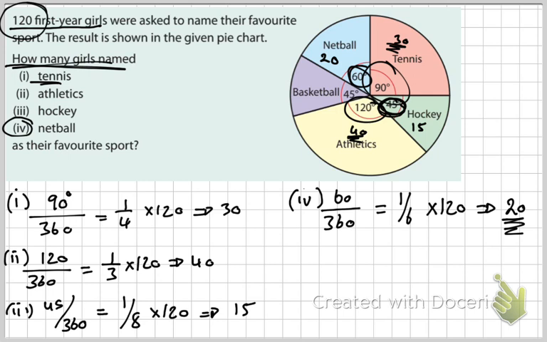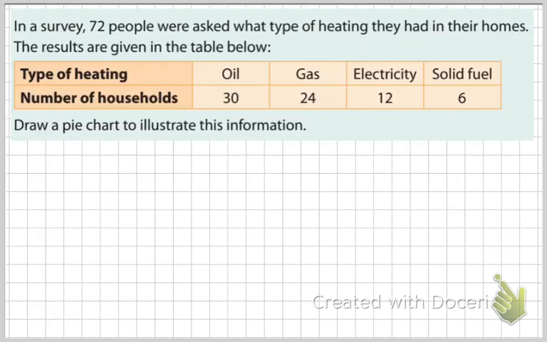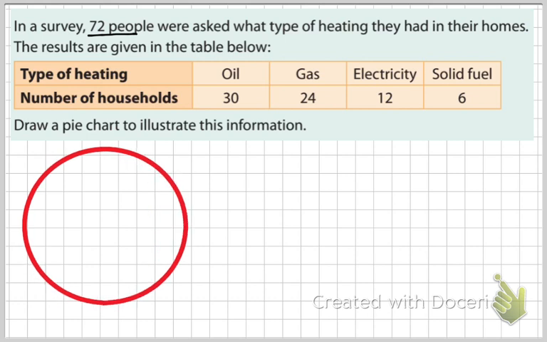Okay, and our last question. It says, in a survey, 72 people were asked what type of heating they had in their homes, and the results are given in the table below. We're looking at the type of heating along the top and the number of households, and we're being asked to draw a pie chart. So I'll get a chart set up. We have a pie chart set up, and I need to start divvying it up into certain sections.